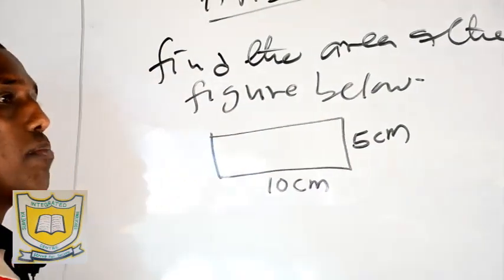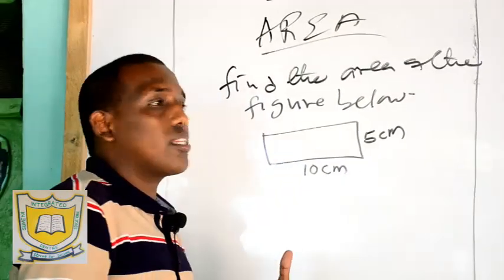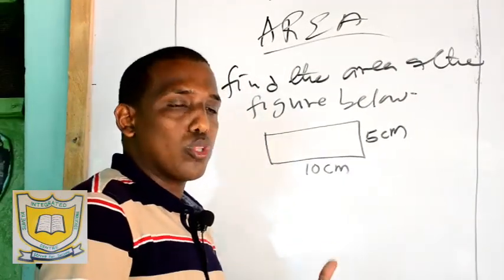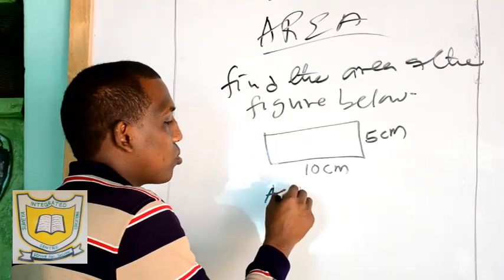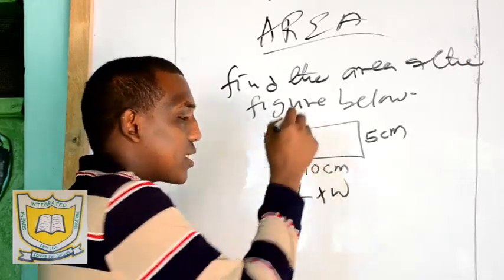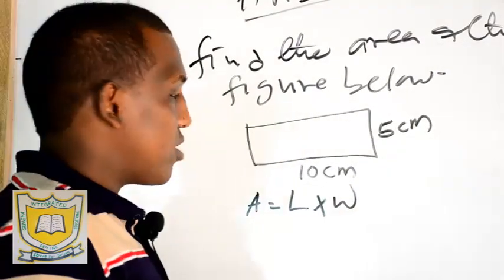Area of rectangle. Remember we learned the perimeter of rectangle. We say the perimeter of rectangle is equal to 2 into bracket length plus width. But area of a rectangle, area is equal to length times width. That's how we get the area of this rectangle.